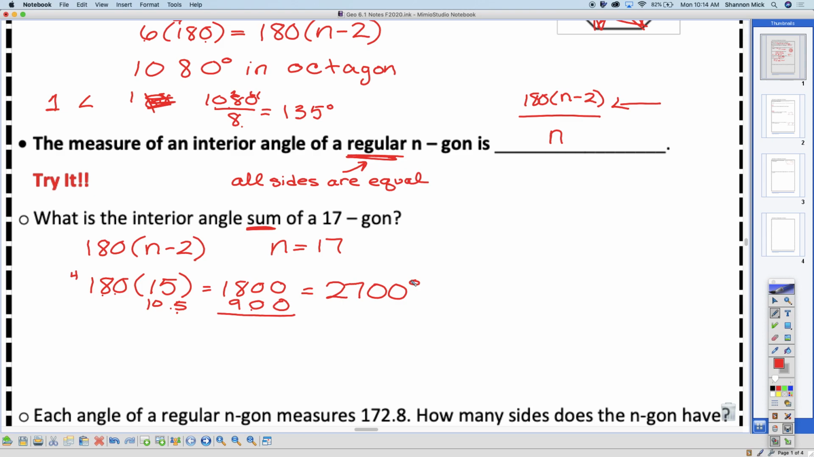So how would you find one of those? You would divide it by 17. Only if it told me it was a regular 17-gon. And it didn't, did it? No. So is that the answer? Yes, because that's the sum of all the angles in a 17-sided polygon.